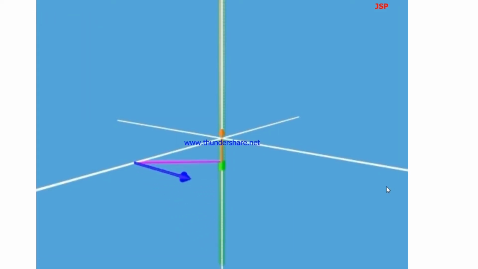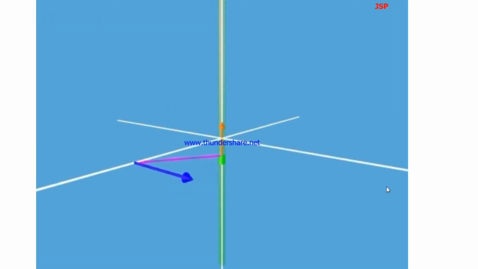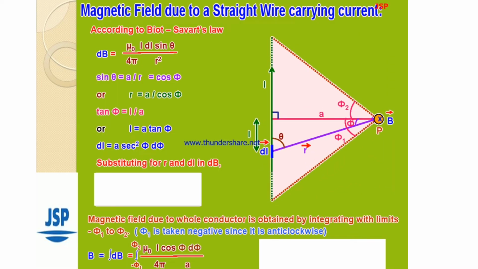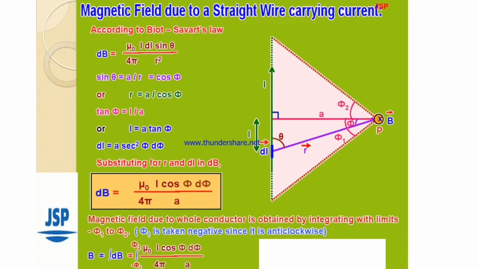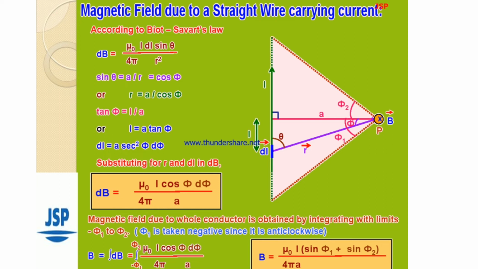Tan phi equals l by a, or l equals a into tan phi, or we can write down dl equals a sec square phi d phi. Substituting for r and dl in dB, then dB equals mu naught by 4 pi I cos phi d phi whole divided by a.